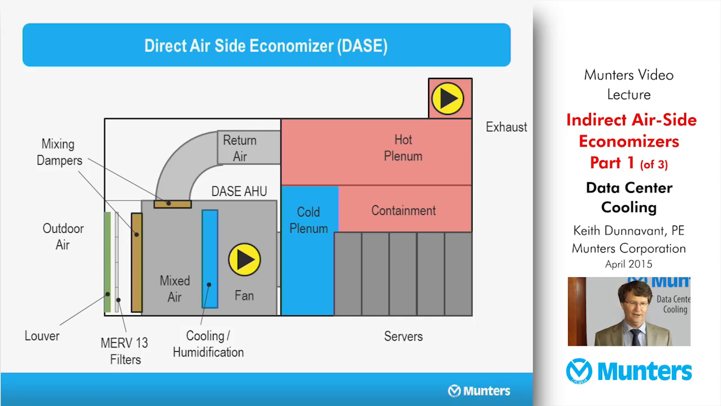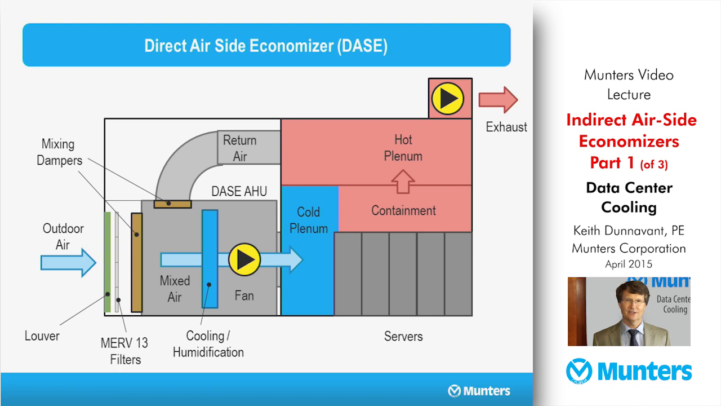With a direct AirSide economizer, you're cooling the data center using outdoor air. And so I'm going to walk you through how this works. You've got outside air coming in through first a louver, a filter. It then flows through a supply fan, and after going through potentially cooling elements, delivers that air into a cold plenum. Picks up the heat from the servers, goes into a hot plenum.